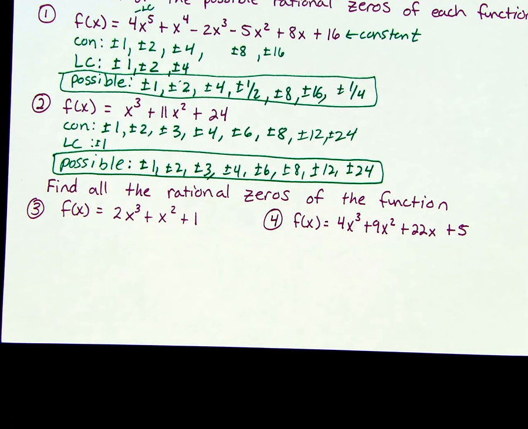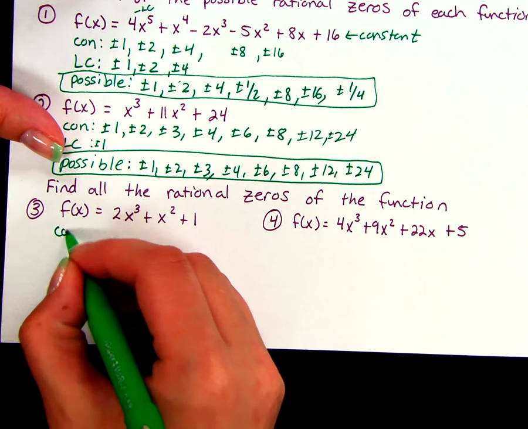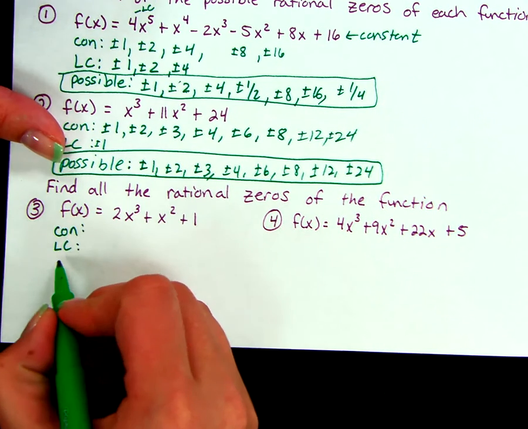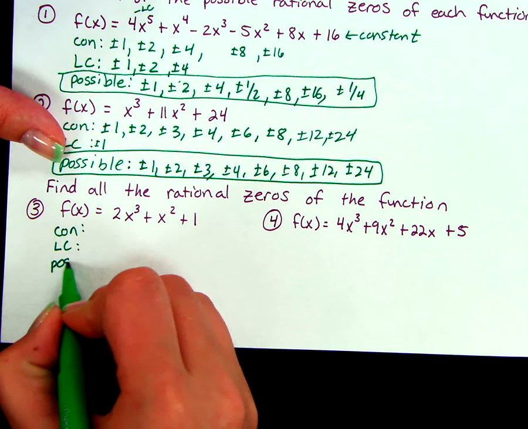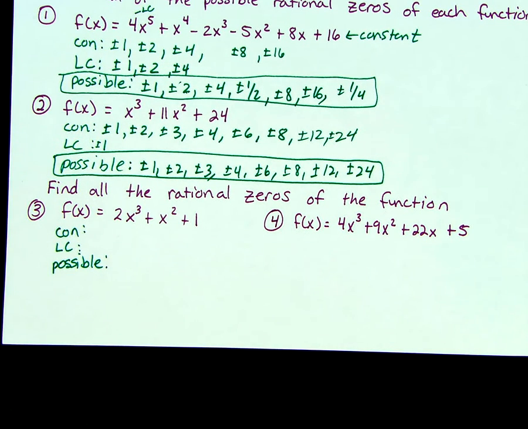All right, in the next part of the lesson, we are going to be finding the rational zeros. So what that means is we are finding real solutions that can be written as fractions or they're already whole numbers. All right, so again, we're just going to start off the same way. We're going to figure out the factors of the constant, the factors of the leading coefficient, and then we're going to make our list of possible answers. And then from there, we're going to find any of our actual rational answers, I should say.